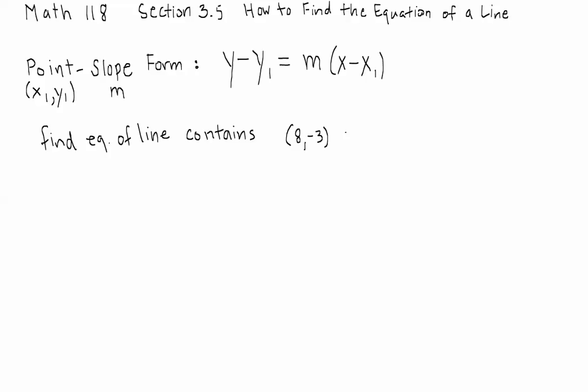And now they're not going to give us the slope exactly, but they're going to say something about the slope. What they say is that the slope is perpendicular to a different line. And they give us the equation of the other line. The equation of the other line is 3x plus 4y equals 1.